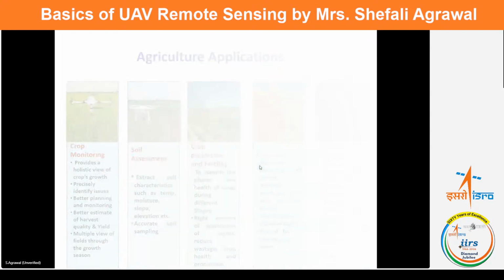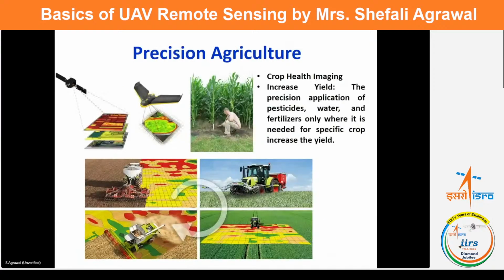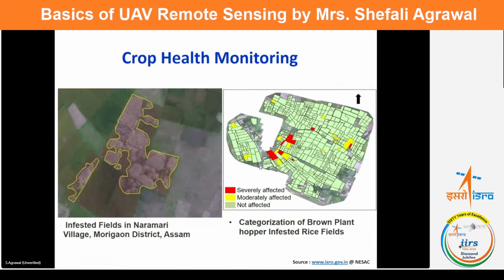So these are a few examples I can show you. As I said, in precision agriculture, we can precisely give water, pesticides, herbicides wherever required. This is one example done using drones, of a field in Naramari village, which is infested with brown plant hopper in rice fields. If you look, the size of the field is very, very small.